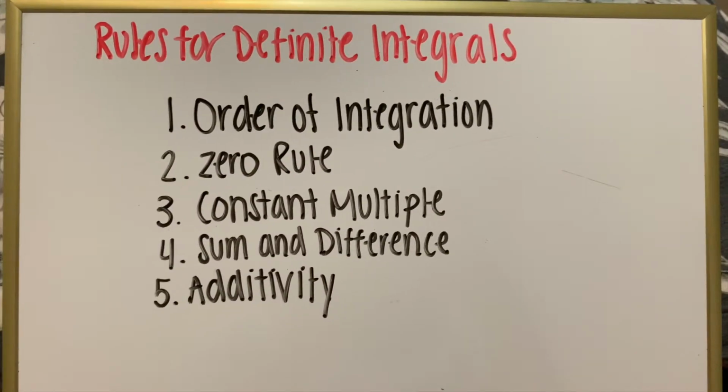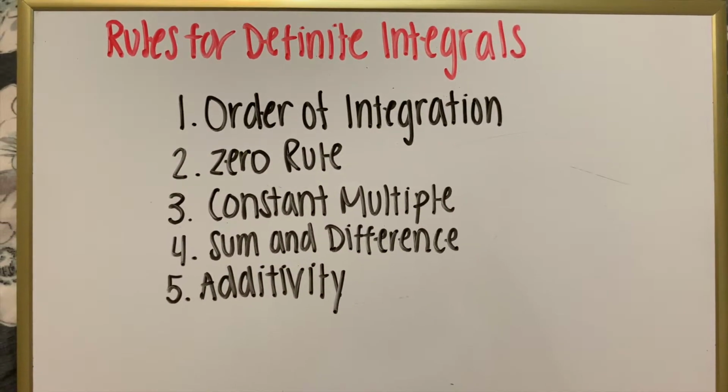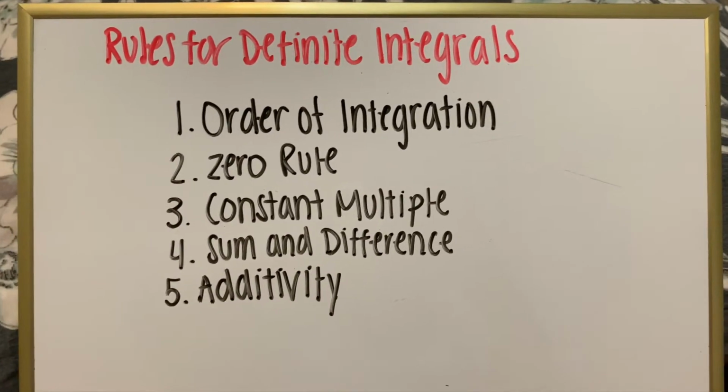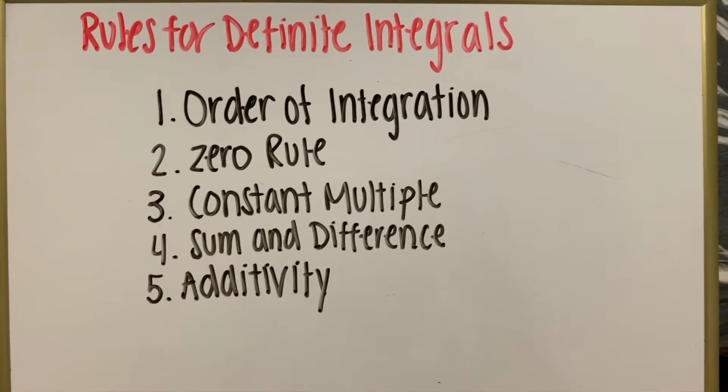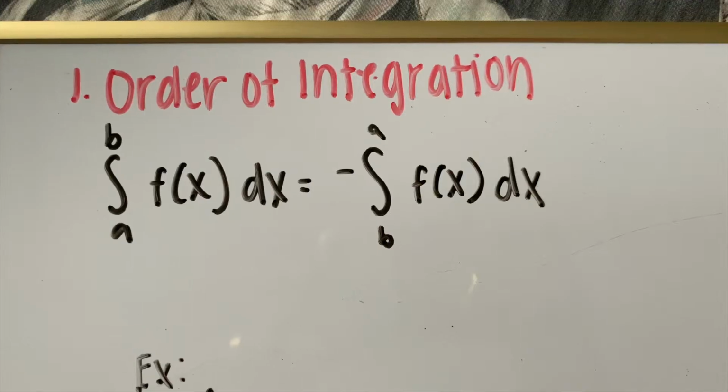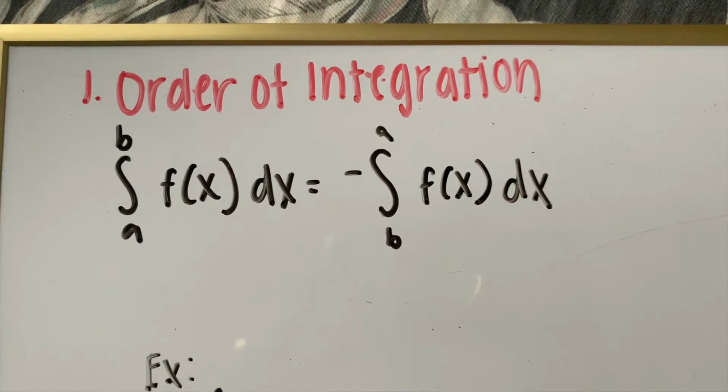So today we're going to be talking about rules for definite integrals. There are 5 rules. The first rule is order of integration, then the 0 rule, constant multiple, sum and difference, and additivity. So our first definite integral rule is order of integration.